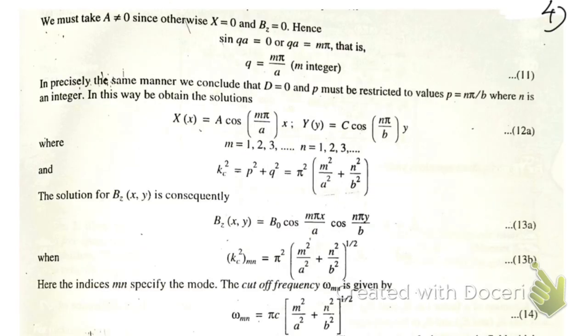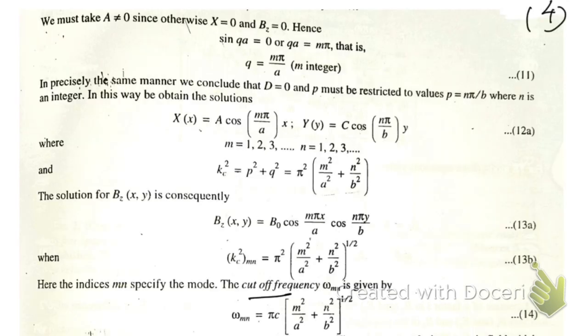The next page is this, then the next page is this one. This is the 4th page, and from here we find the cutoff frequency. Now we're going to find the cutoff wavelength. Let me show you how to find it. First let me write the cutoff frequency expression again on a new slide.